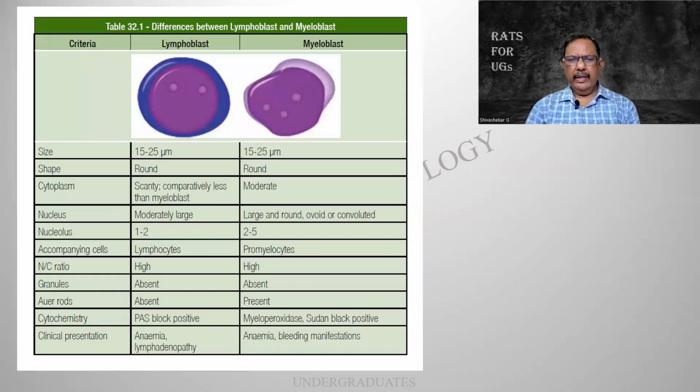This particular comparison is important for your theory as well as for your viva. The examiner can ask you just to pull your legs. Why can't it be a myeloblast? Then you can rattle off the differences between a myeloblast and a lymphoblast. After all, both are university questions, both are charts for you, both are slides for you. Therefore, nothing is wrong if you people read this up.